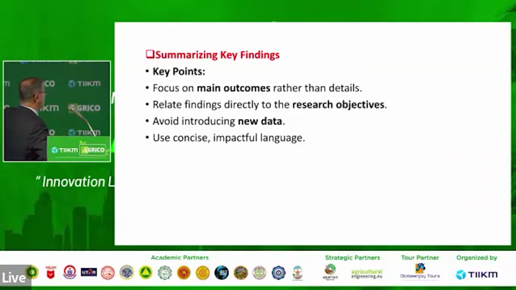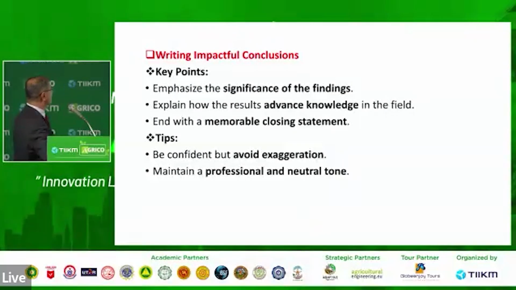So in this case, we focus on main outcomes rather than details. Also relate the finding with the research objective, avoid introducing new data, and use concise, impactful language. Sometimes people put a sentence in the conclusion which is not related to the whole work. So how did you come to this conclusion? Why are you ruining your work with a statement like that?